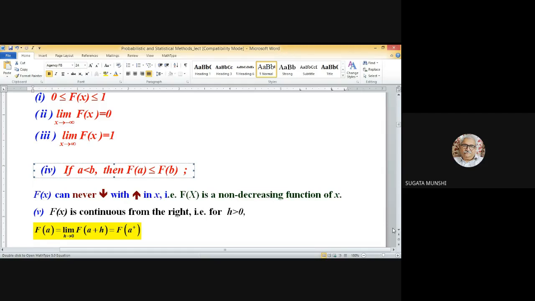Fx is continuous from the right. It means that Fa is equal to Fa plus. That is the meaning of this statement. Or as I've written here, for h greater than 0, Fa will be limit h tending to 0, Fa plus h. This is x tending to minus infinity, it's written here. This is x tending to infinity.